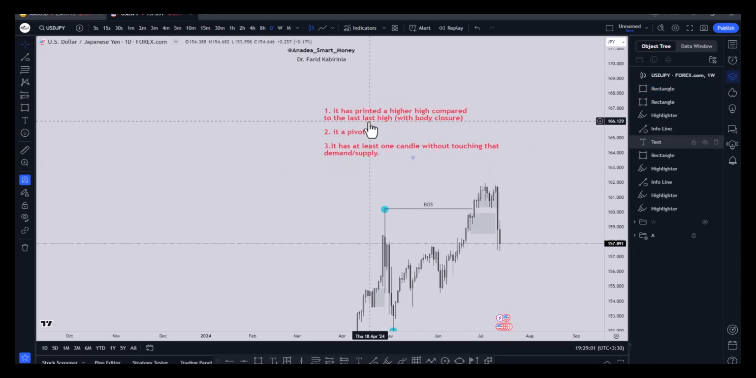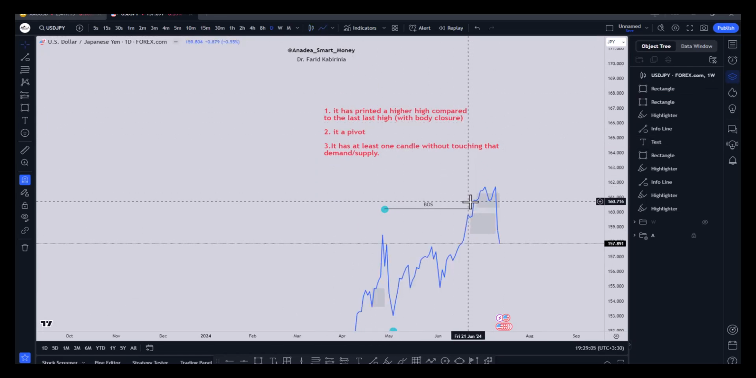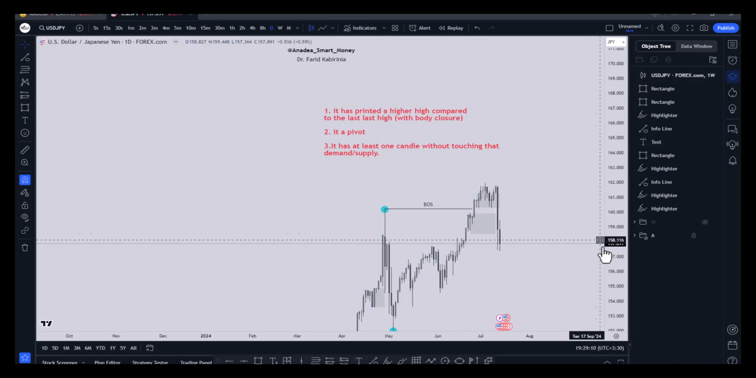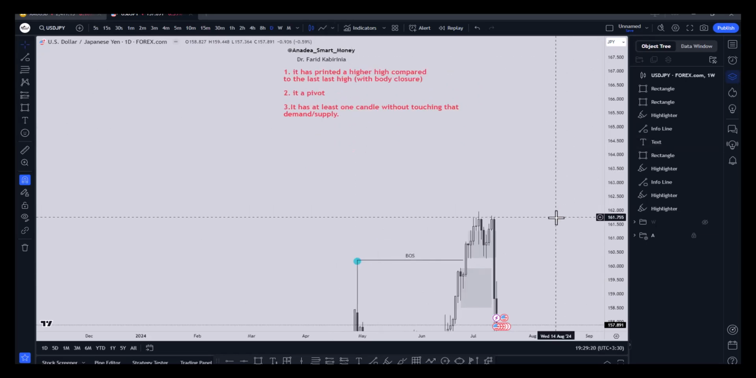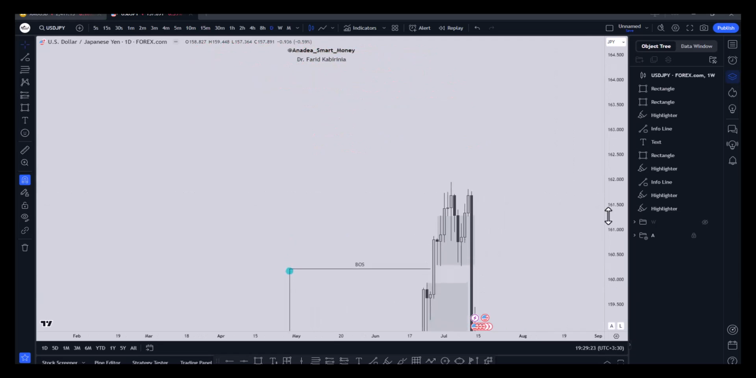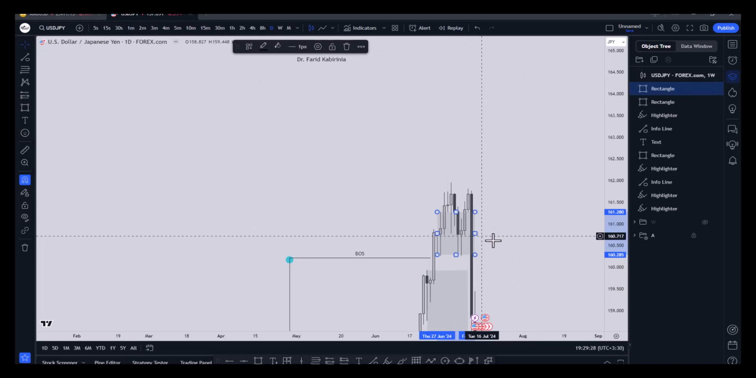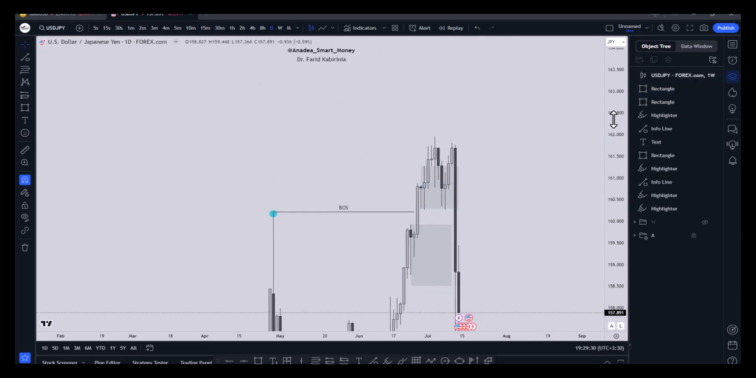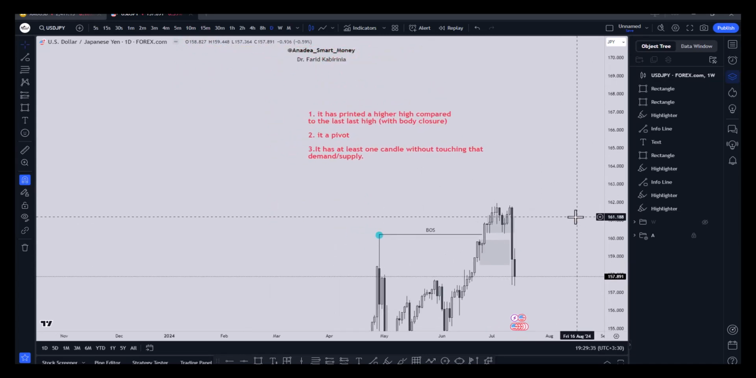So first rule, it has printed a higher high compared to the last high. Yes, we had a high over here, this high, and it has printed a high above the last high. Is it a pivot? Yes, it's a pivot. If it has printed a candle which doesn't touch this range? No, every candle touches this range, so it's not a valid demand. So where is our valid demand been taken out to announce the new swing high?